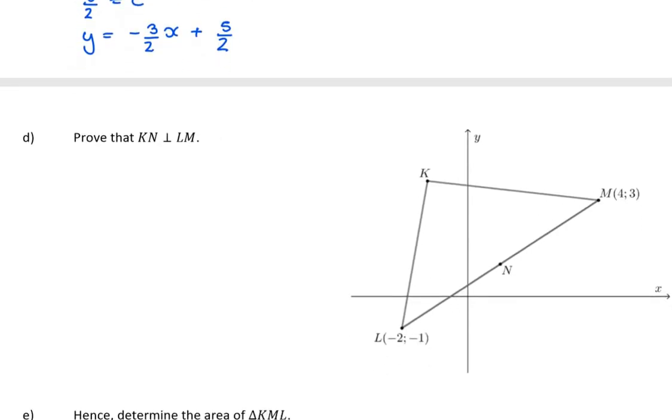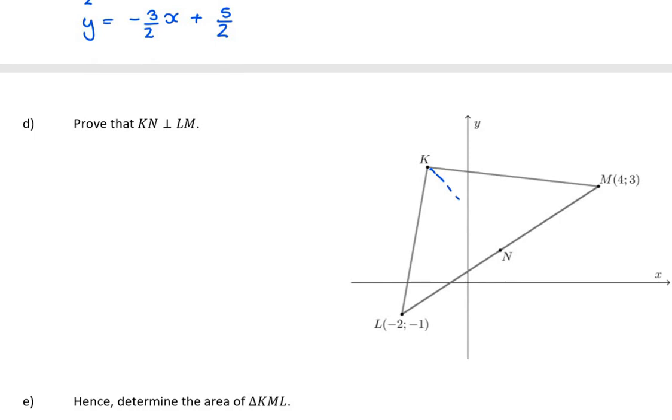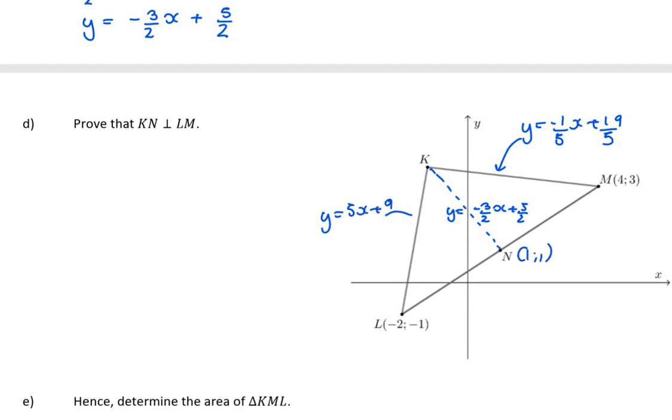Now, I would definitely write that in. So I've redrawn the picture here, just so we have it. Basically, this is y = -3/2 x + 5/2. This one, just out of interest, was y = -1/5 x + 19/5. And this one was y = 5x + 9, just in case we need them. (1, 1). (-1, 4). It's very helpful to have everything written on your diagram.